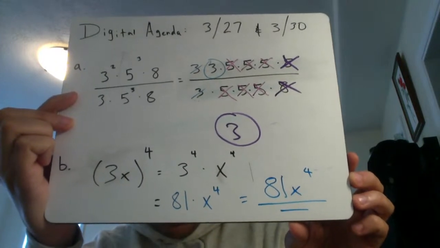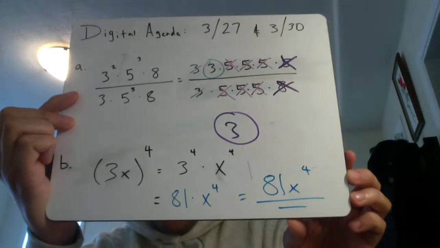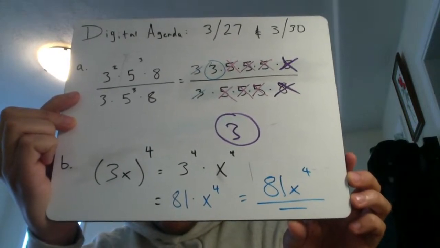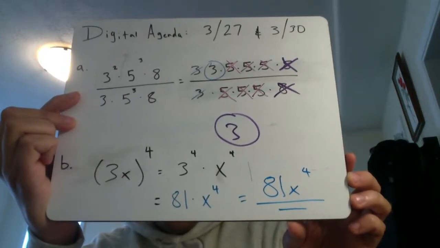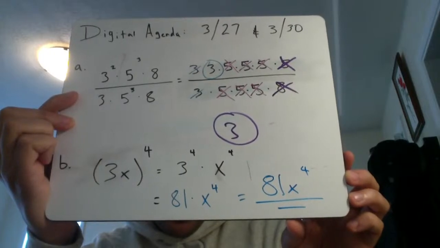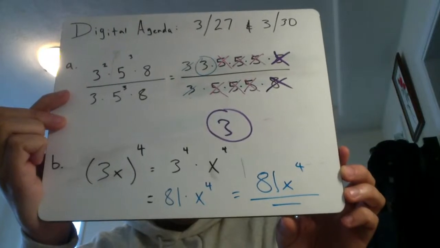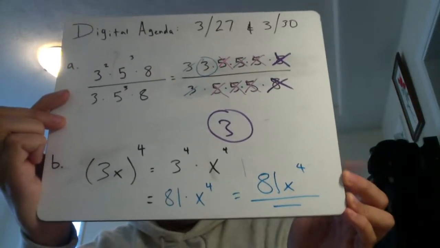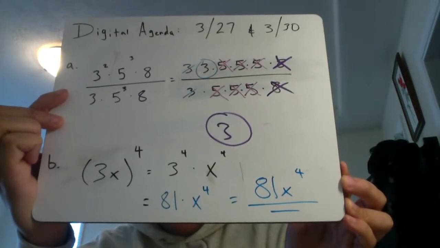Does everyone see how I did that? Right? We have 3x inside the parentheses, and everything inside the parentheses is raised to the fourth power. So we have to do both terms. 3 to the fourth is 3 times 3, which is 9. Times 3 is 27, and times 3 is 81. X to the fourth remains x to the fourth, so your final answer is 81x to the fourth. Can I move on to the next one? Can I move on to C?